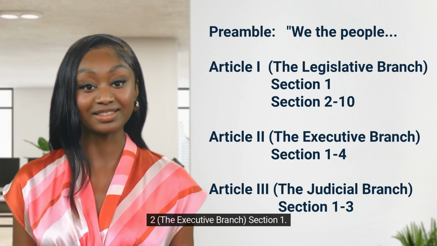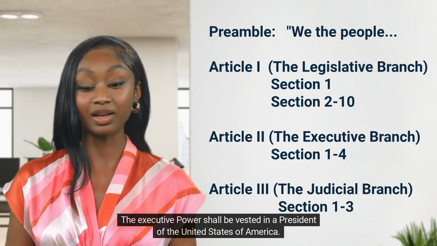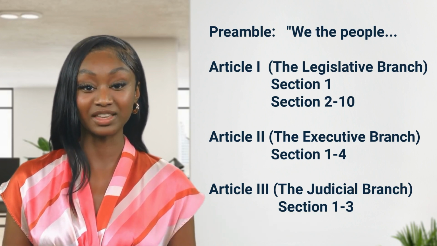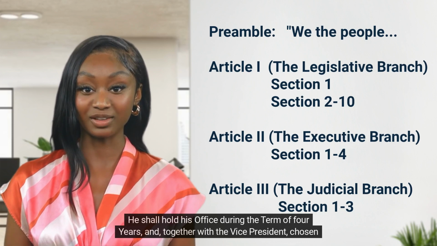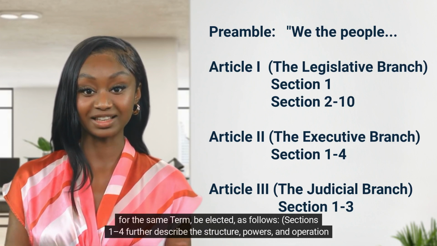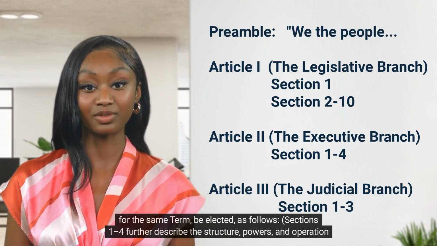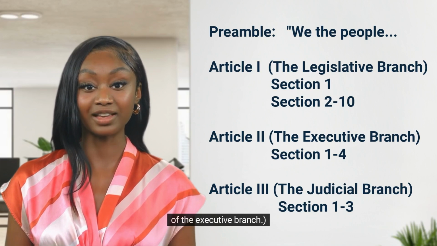Article 2. The Executive Branch. Section 1. The executive power shall be vested in a President of the United States of America. He shall hold his office during the term of 4 years, and, together with the Vice President, chosen for the same term, be elected as follows. Sections 1-4 further describe the structure, powers, and operation of the executive branch.